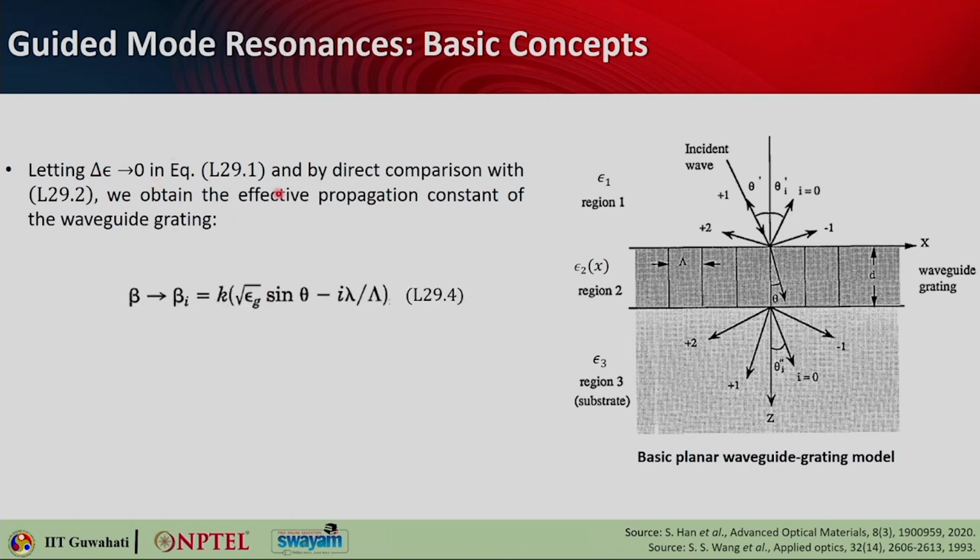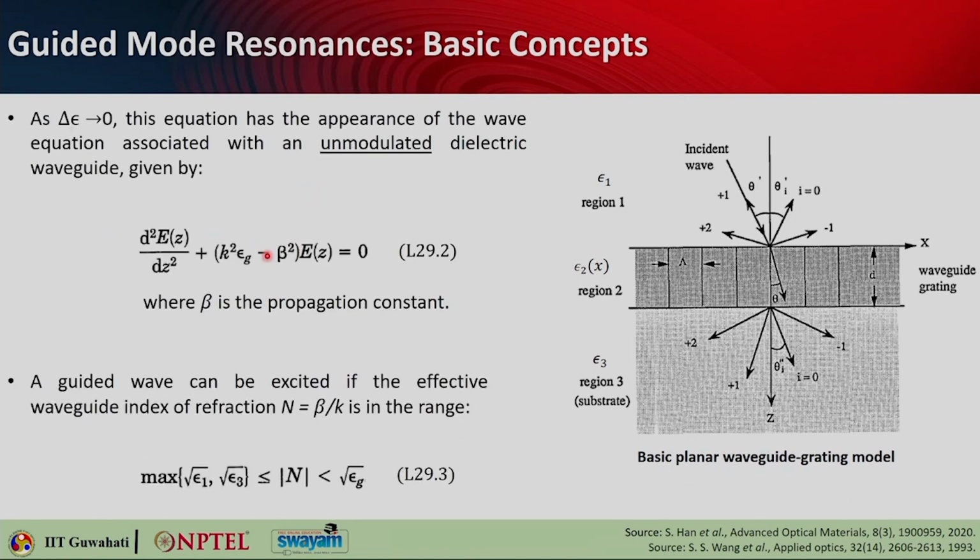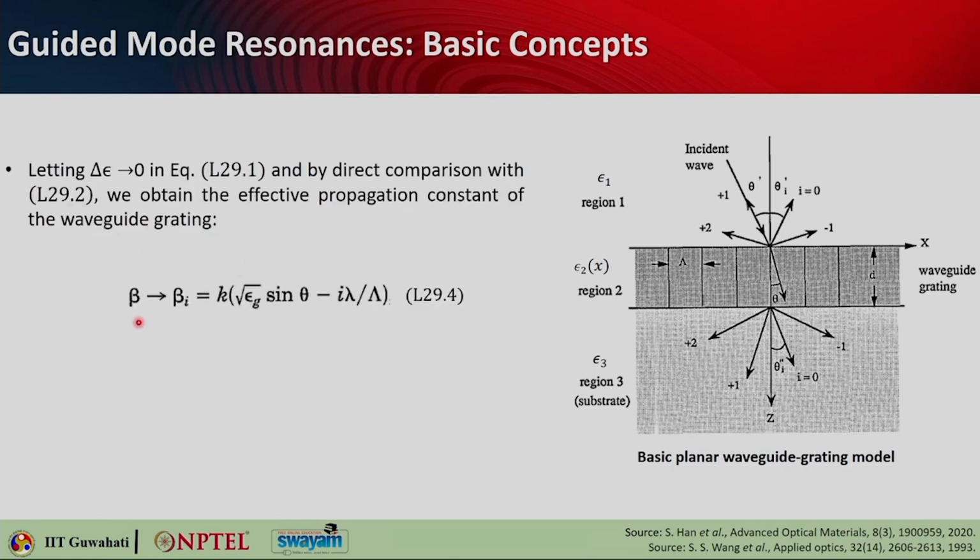But one important thing is that when you put this delta epsilon to be 0 in that equation, and when you compare that with equation 2 that we have seen here, you can find out that beta can be written as this. Okay. So, that is basically the effective propagation constant in the waveguide grating, and this also corresponds to an effective refractive index, but it corresponds to the ith mode. Okay. So, n_i can be written as beta_i over k.